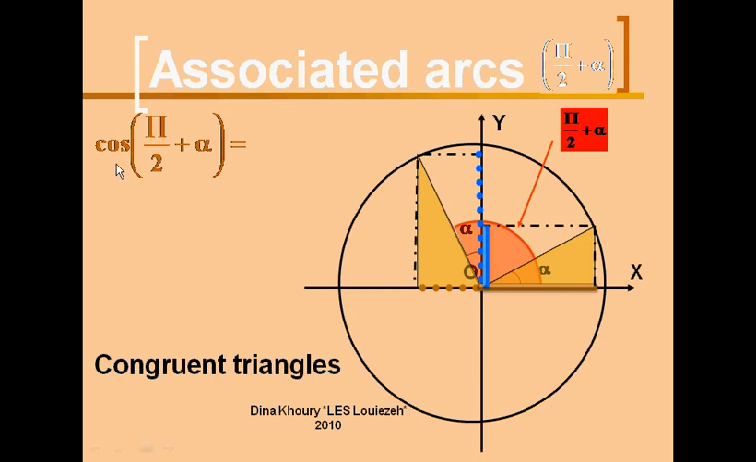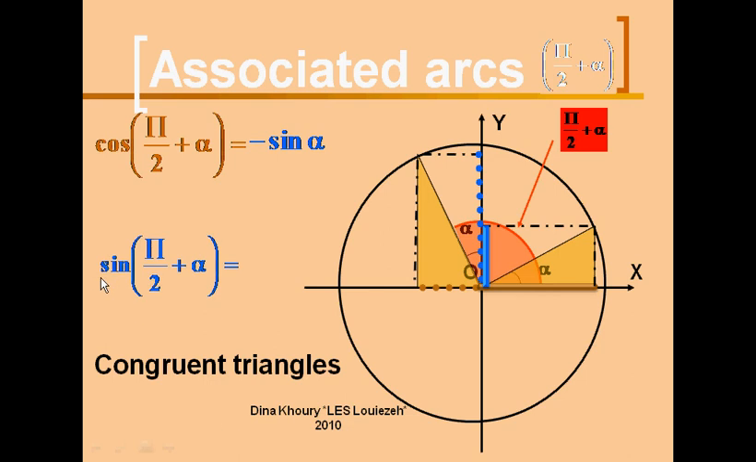So now if you want to continue this formula, which starts with cosine pi over 2 plus alpha, it's going to be equal to minus sine alpha, since sine alpha is situated on the positive side of the sine axis, whereas cosine pi over 2 plus alpha is situated at the minus side of the cosine.